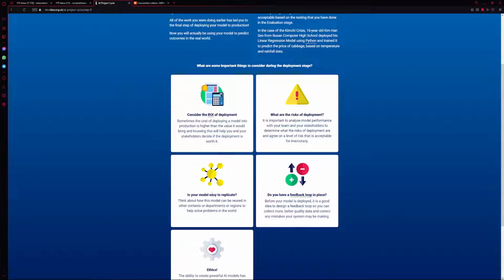Is your model easy to replicate? Think about how this model can be reused in other contexts or departments or regions to help solve problems of the world. Here's an example of that. For example, a kiosk in a shop. That's an example of this. It's a model of a system that's deployed in multiple places.